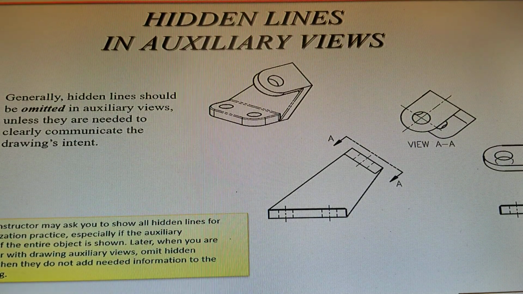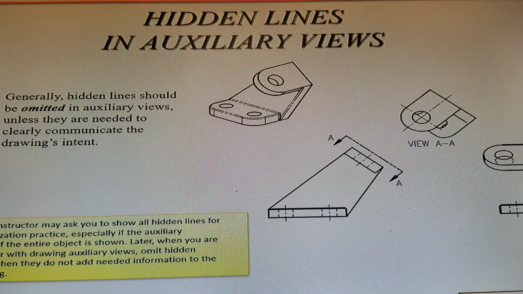Okay. Hidden lines in auxiliary views. Generally, hidden lines should be omitted in auxiliary views unless they are needed to clearly communicate the drawing's intent. Your instructor may ask you to show all hidden lines for visualization practice, especially if the auxiliary view of the entire object is shown. Later, when you are familiar with drawing auxiliary views, omit hidden lines when they do not add needed information to the drawing. So kind of limit your use of hidden lines.